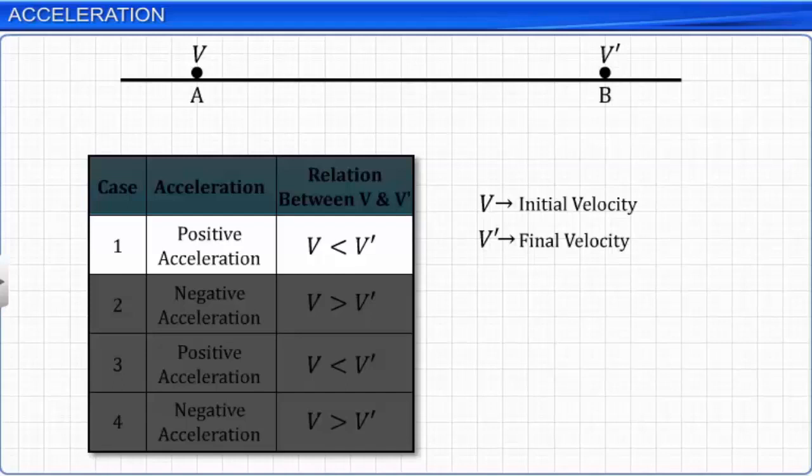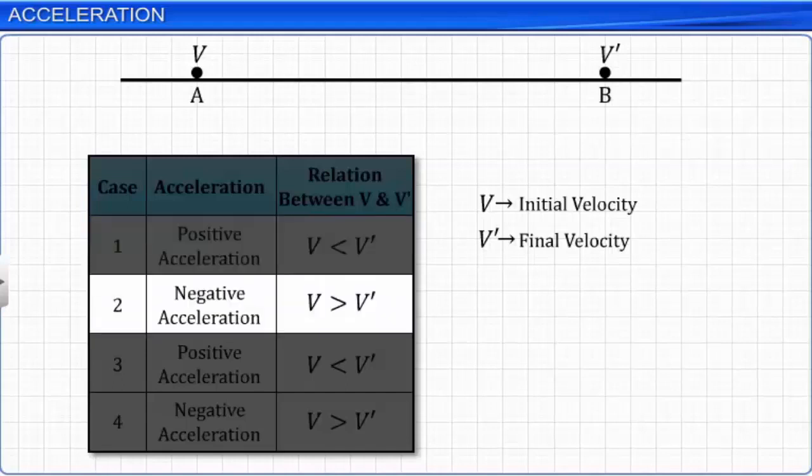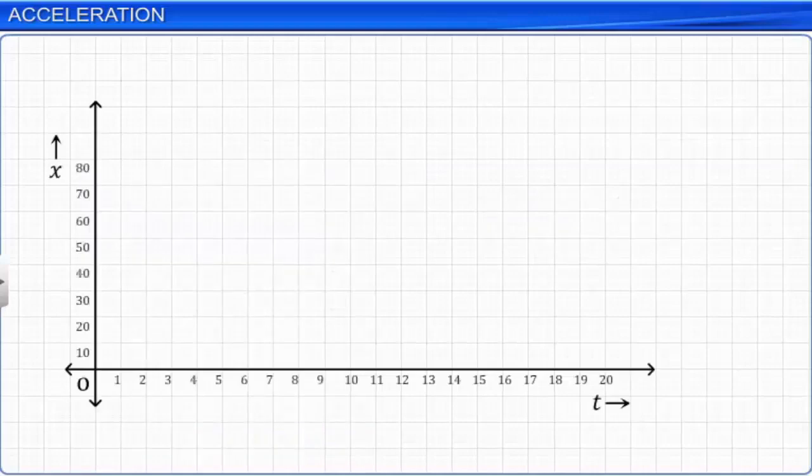Let us see what the xt graphs for positive, negative and 0 acceleration look like. The xt graph for motion with positive acceleration curves upward. For negative acceleration, it curves downward. For 0 acceleration, it is an inclined line.